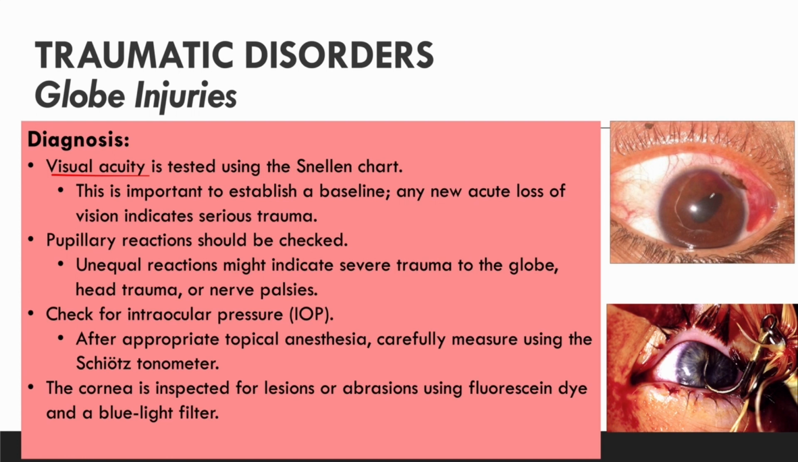Here's that teardrop iris we talked about, and here's the open globe where the colored part of the eye is actually getting kind of vacuumed out. You want to check reactions. If you have unequal reactions, that's severe trauma. You can check for intraocular pressure, but again, you do not want to measure it. You don't want to touch it unless the ophthalmologist tells you to do so. Do not check this. You can inspect it though, but don't put anything in it unless you're instructed to by the ophthalmologist. Okay.